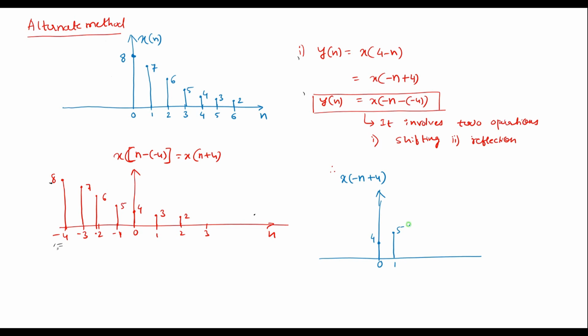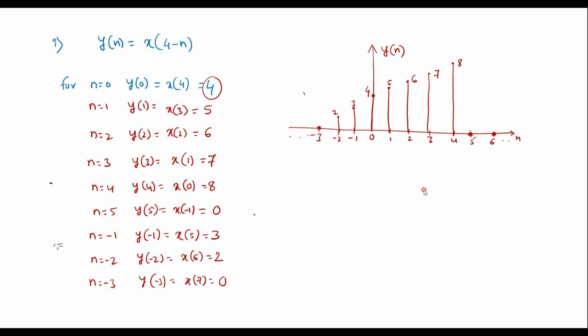So this is 1, the magnitude is 1. At 2 minus 2, that is 6, will appear. This is at 2, 6. At 3 it is 7. At 4 it is 8. And at minus 1 this signal will come. Say at minus 1, this is 3. At minus 2 we have 2. So this is the y of n signal. We can see here this signal and that signal both are same.